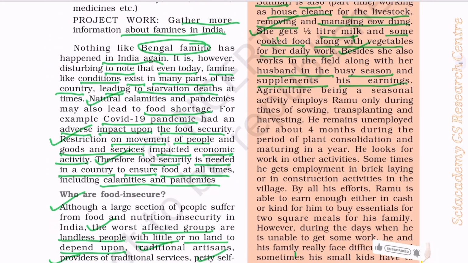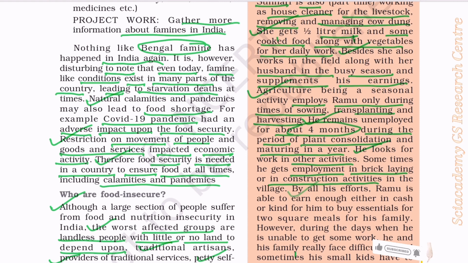Agriculture, being a seasonal activity, employs Ramu only during the times of sowing, transplanting, and harvesting. He remains unemployed for about 4 months during the period of plant consolidation and maturing in a year. He looks for work in other activities. Sometimes he gets employment in brick laying or in construction activities in the village. With all his efforts, Ramu is able to earn enough either in cash or kind to buy essentials for 2 square meals for his family.